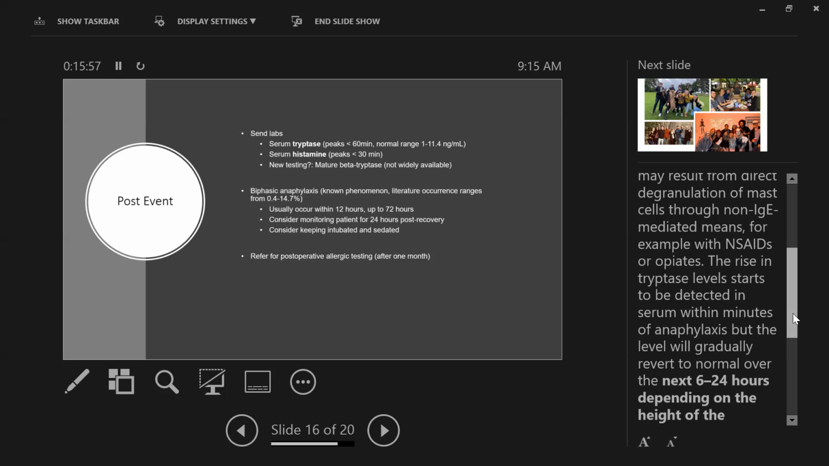And then we talked about biphasic reactions too, but it's important to continue monitoring them up to 24 hours after their event/recovery, and potentially keeping them intubated and sedated while they stabilize. And then again, referring them for postoperative allergic testing, not necessarily something we have to worry about here, but just knowing that that's something that should probably be considered after they leave the hospital too.